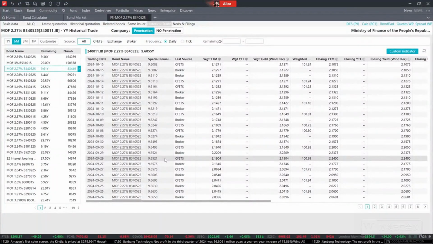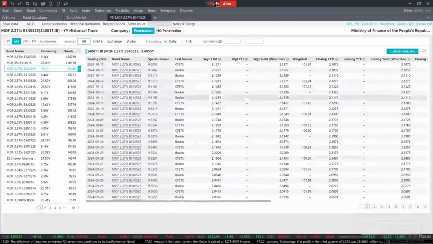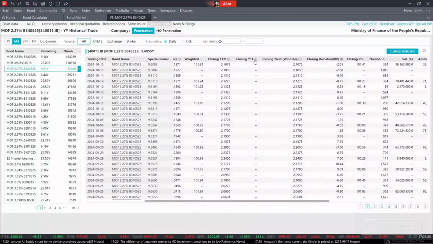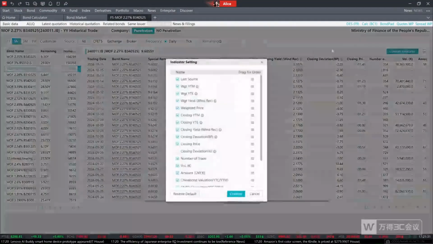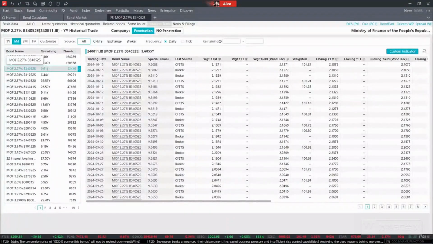On the right-hand side, we provide historical data and also several indicators, and you can customize your indicator as you want. On the left-hand side, we provide other bonds issued by the same issuer. So this is exactly a good way to get more bonds to trade. We may not only provide this bond for you, and the other bonds with the same issuer can also be found over here.